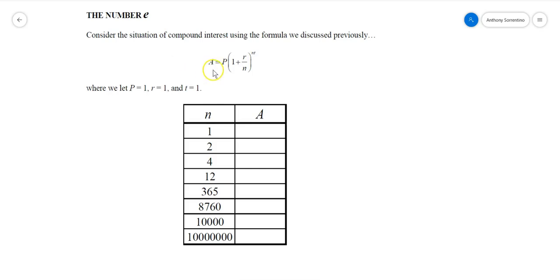So I'm taking my compound interest formula here, and we're going to assume that we have P equals 1, r equals 1, and t equals 1. So essentially, what we're looking at here is that our formula is now going to be A equals 1 times (1 plus 1 over n) to the 1 times n power. And we want to see, okay, well, if I just change n, what happens with this? And here are the values that I get when I do this.